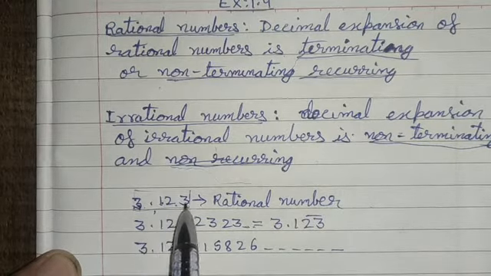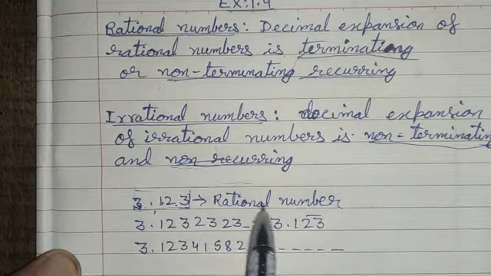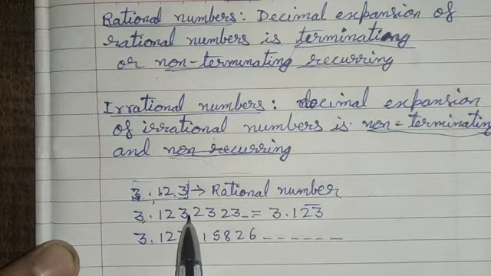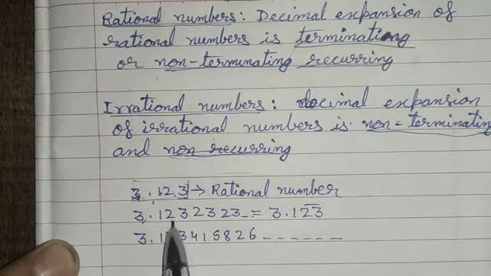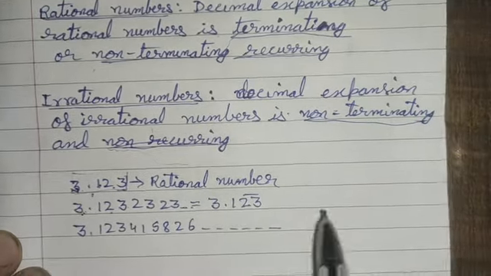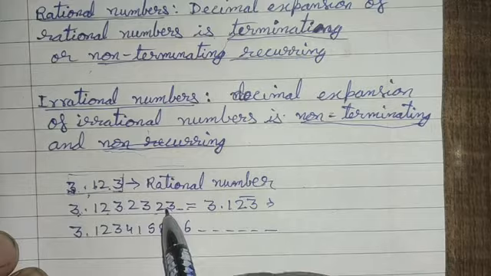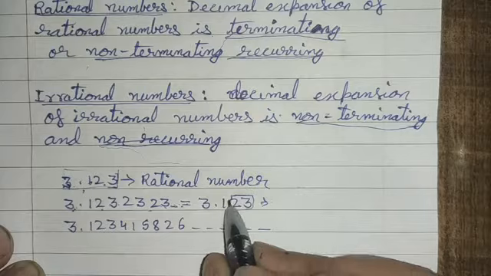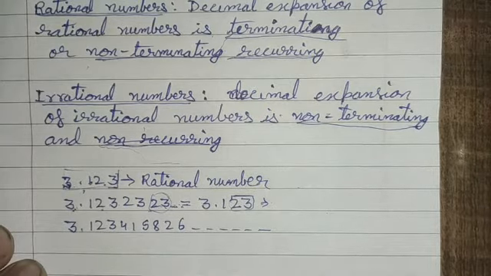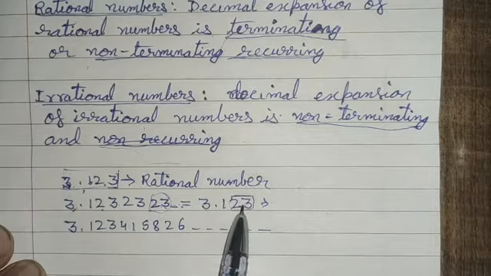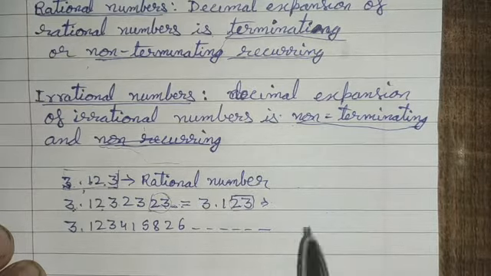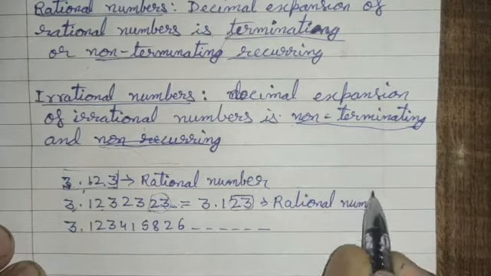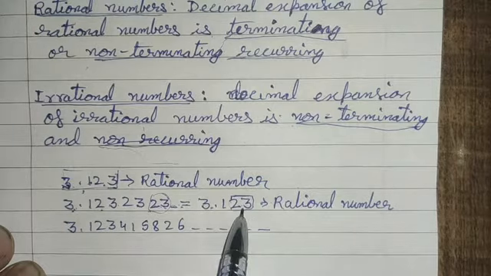The decimal expansion ends right here at 1 2 5, so that means it is a rational number. After this, the second one is 3.12232323. Here we see 2323 is repeating itself, so it is non-terminating, and it is recurring. This 23 is repeating itself. Recurring also means repeating. That means it is again a rational number, as the decimal expansion is non-terminating, recurring.